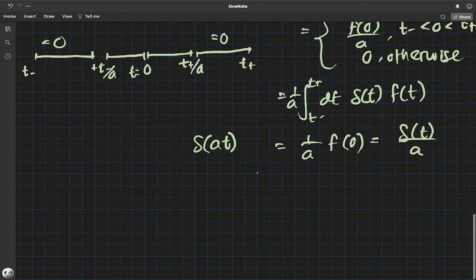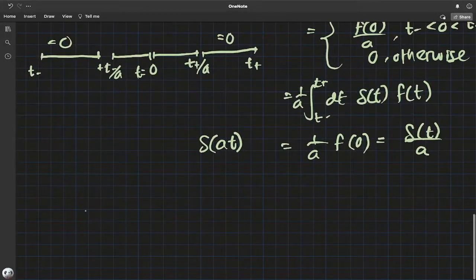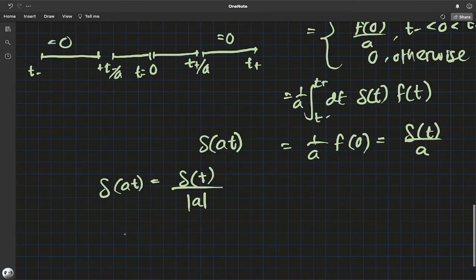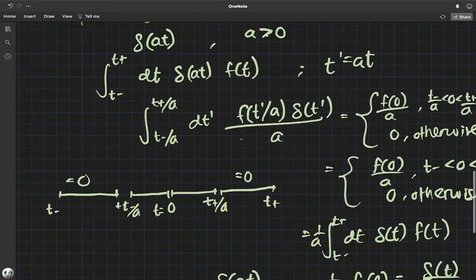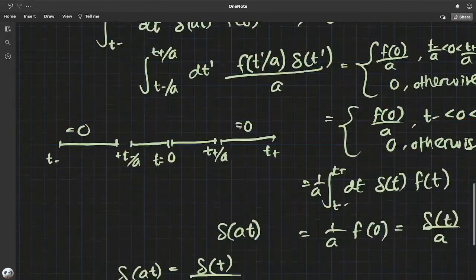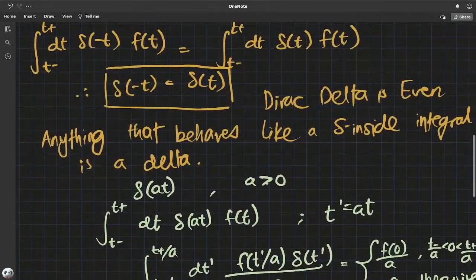Yup, this is a nice property, and if you plug in negative 1 in place of a, you get the property we proved above. You can generalize this for a negative a also. So you get Dirac delta of at is equal to Dirac delta of t divided by the absolute value of a. This absolute value is because if you repeat the steps for a negative a, you get this result, which is pretty easy to see.